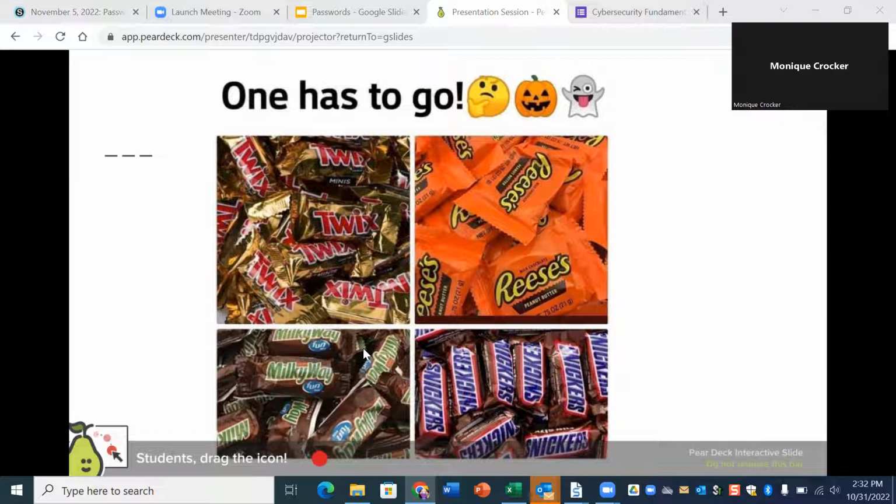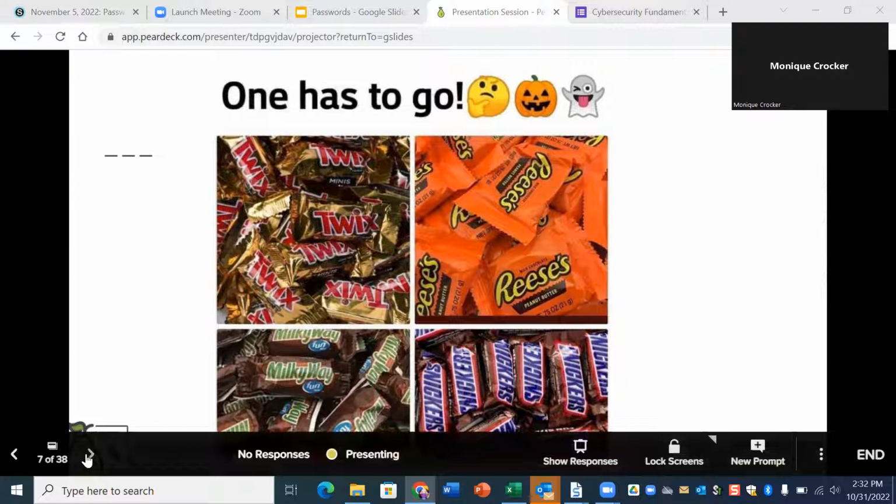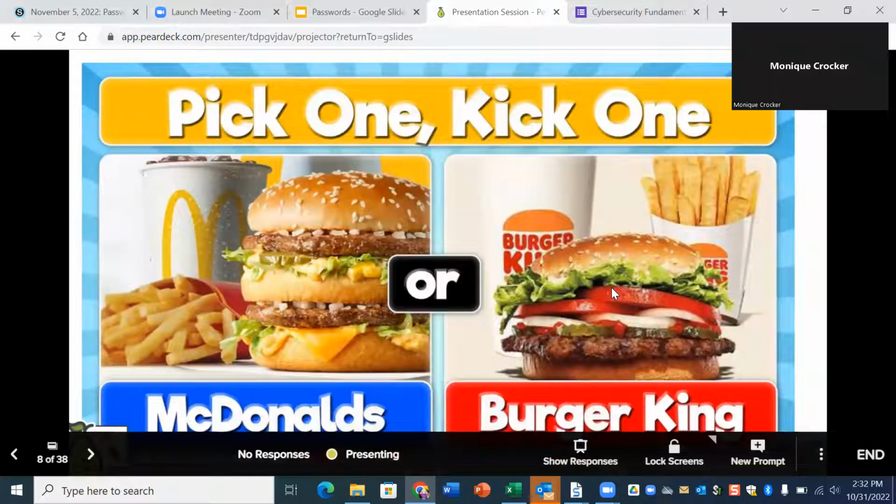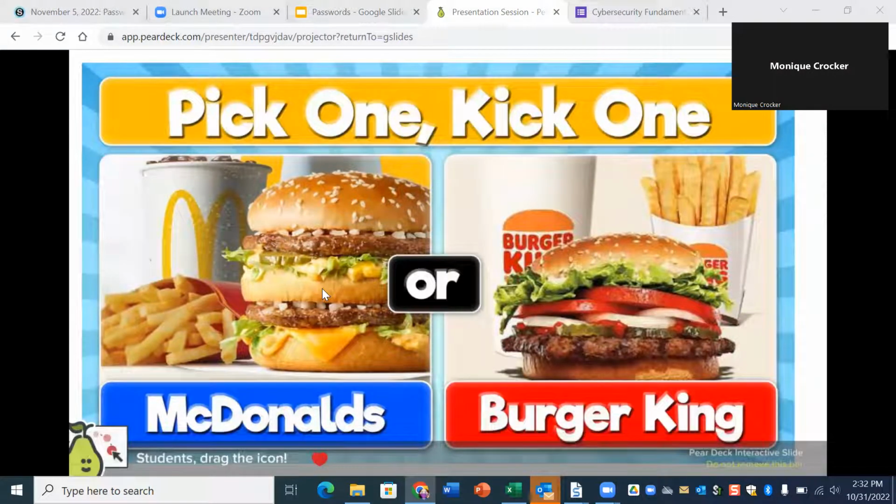So hopefully it gets people talking, and builds that community, those types of things. We would also have this one, pick one, kick one. So I try to get it started with the kids. I'd say, okay, pick one of these. If you had to keep one of these, which one would you pick and which one would you kick?